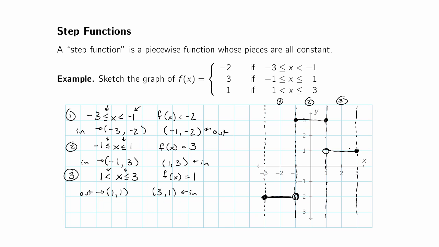Remember, we're graphing a function, so we're never going to draw any vertical lines. Our step function consists of just those horizontal line segments. And what those represent is that on each of those intervals, our function just takes one value.